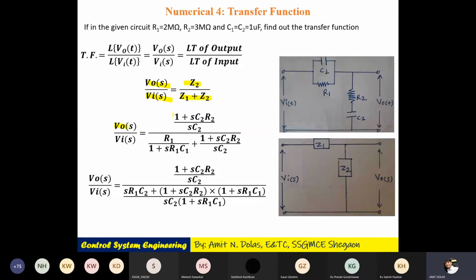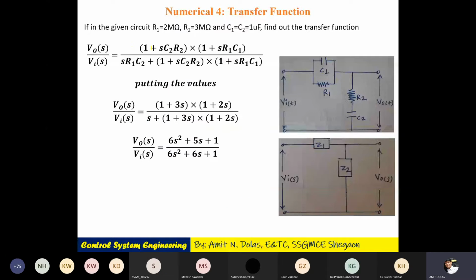So here, putting the value of Z2 here and Z1 plus Z2 here, and finally computing this. I'll not go into detail here. Finally computing this, you please refer to the PDFs which will be uploaded after this lecture. So putting all values and doing all the calculations or manipulations, here we get these terms.